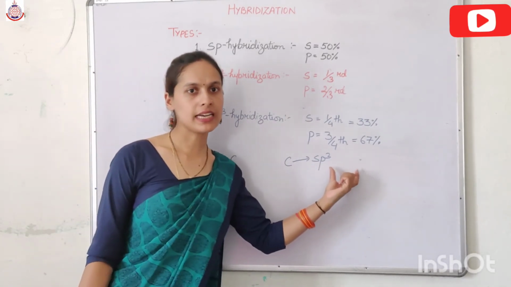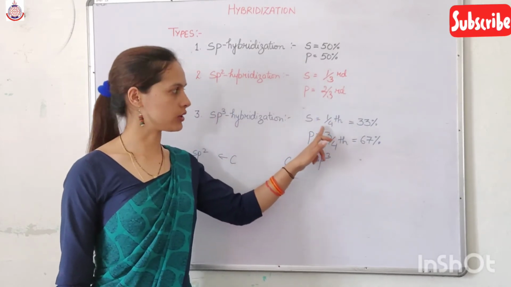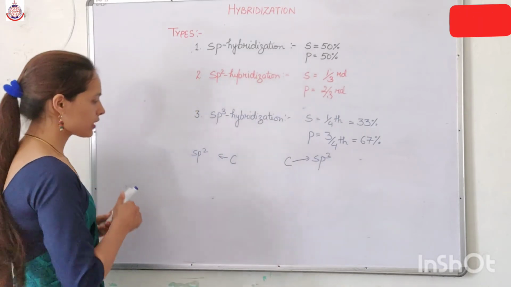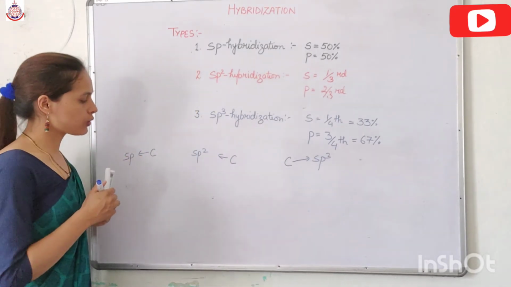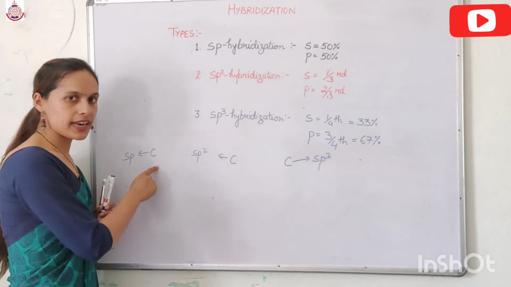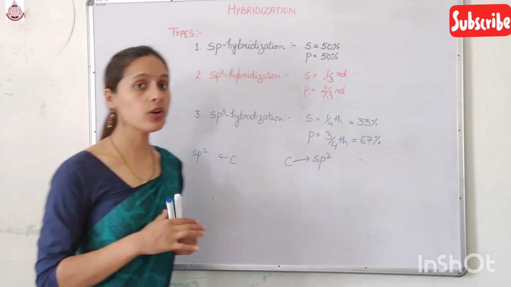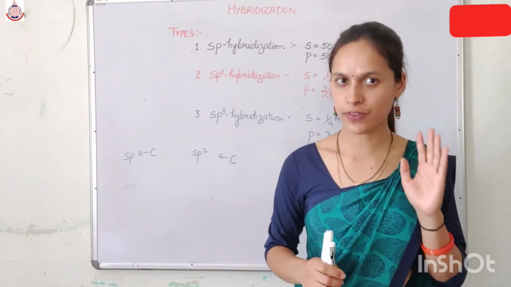Because here it is sp3, the s character is 1/4, but in sp2 the s character is 1/3. And suppose I have another carbon having sp hybridization, so in this carbon the s character is more than these two carbons. Now in our previous videos we have studied the penetration effect.